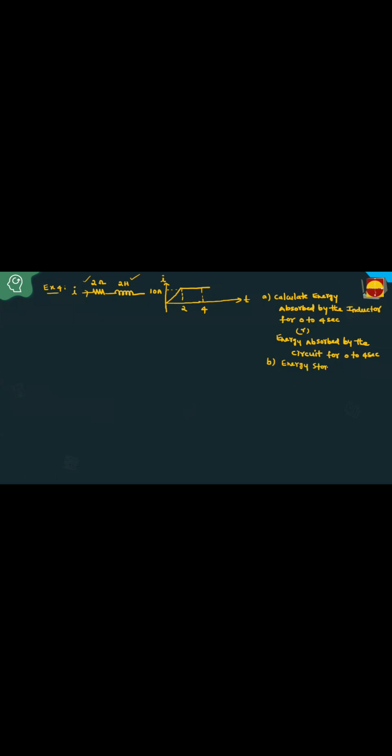Energy stored by the inductor or energy stored by the circuit. Here, energy storing means, do you have to consider only resistor, only inductor, or both inductor and resistor? Can anybody answer? 0 to 4 seconds. Energy absorbed means you have to take resistor and inductor, and energy stored means, which is the storage element? Only inductor is the storage element. You have to consider only inductor. Only inductor. Clear? Now see, first question answer.